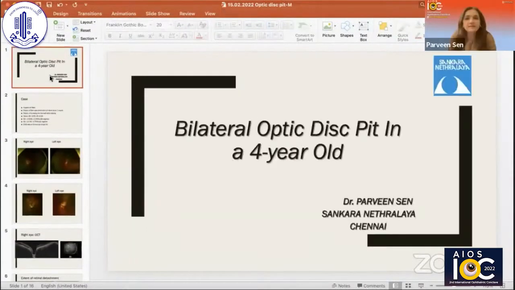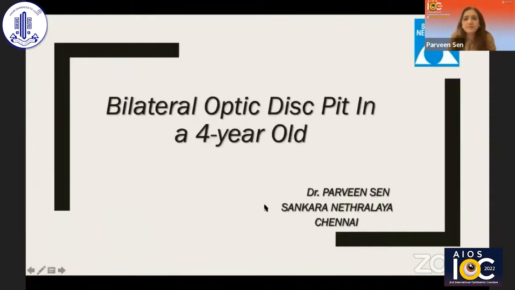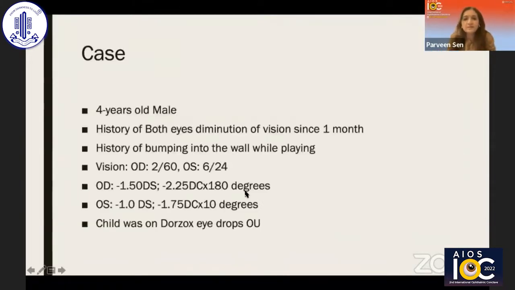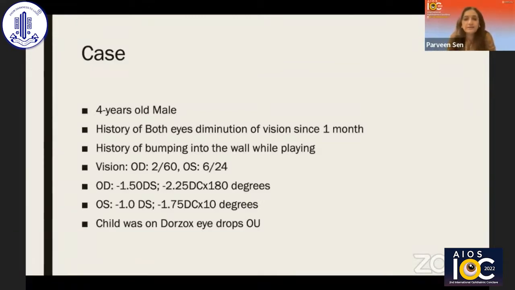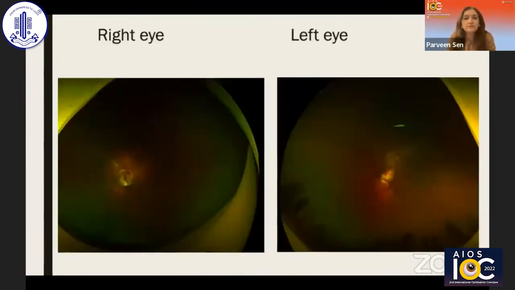So I think the next case that I'm presenting is that of a bilateral optic disc pit in a 4-year-old child. This was a 4-year-old male who came to us with a history of decrease in vision in both eyes since last 1 month. Parents had noticed it 1 month ago. On examination, his vision in the right eye was 2/60, left eye was 6/24. And the child, when he came to us, was already on Dorzox for both eyes for last 1 month.